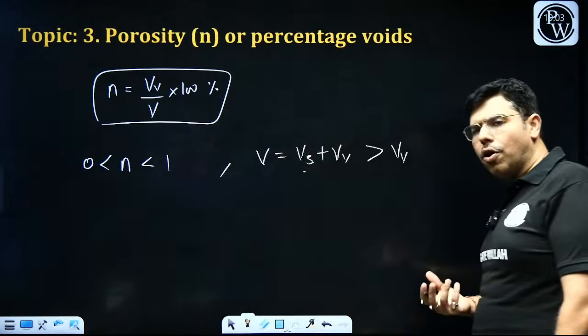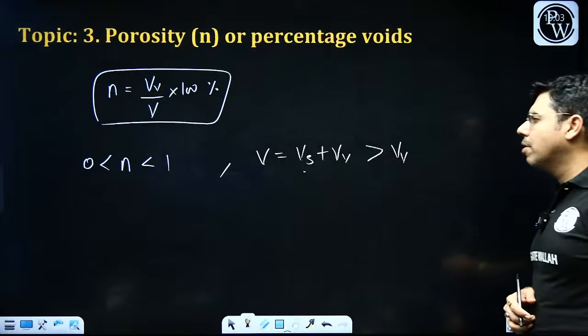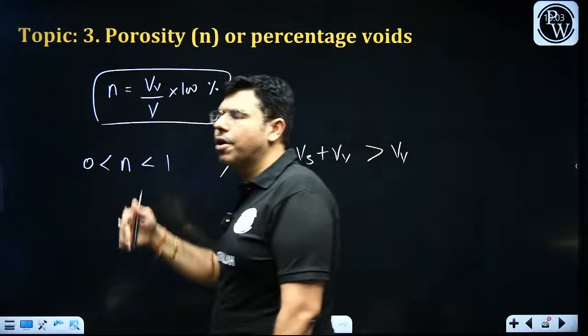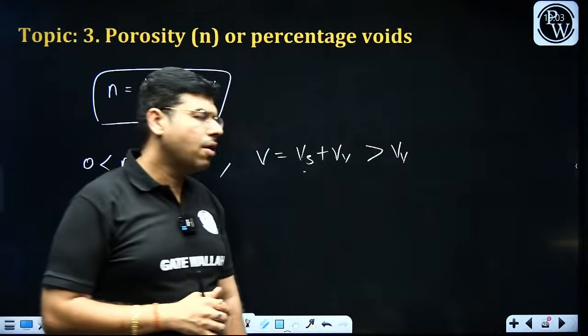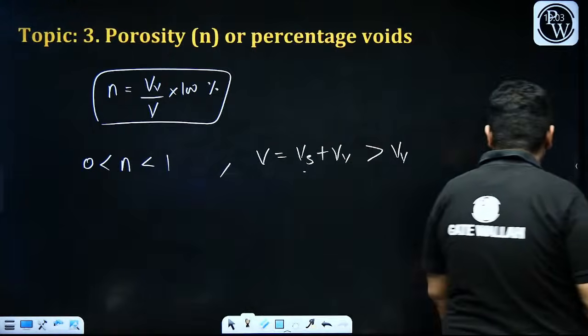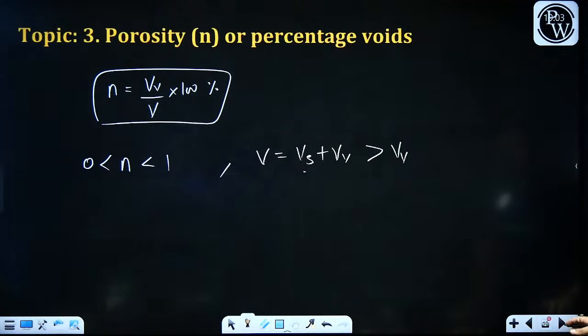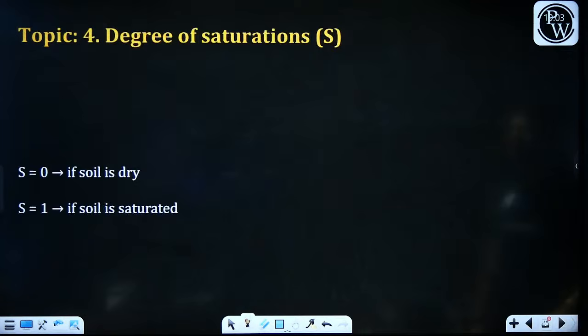It cannot be greater than 1, because the denominator will always be greater than the numerator. So, it will always be less than 1 only. So, this is porosity. Now, let us see the next definition.